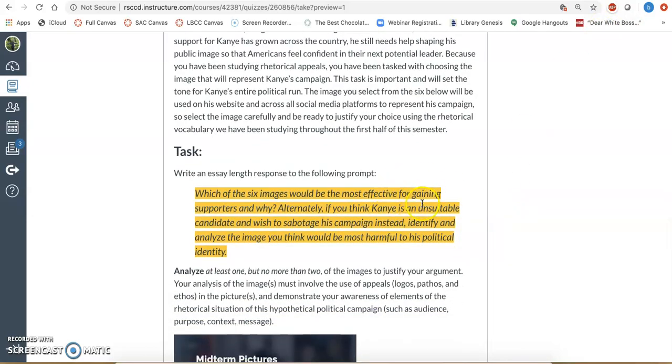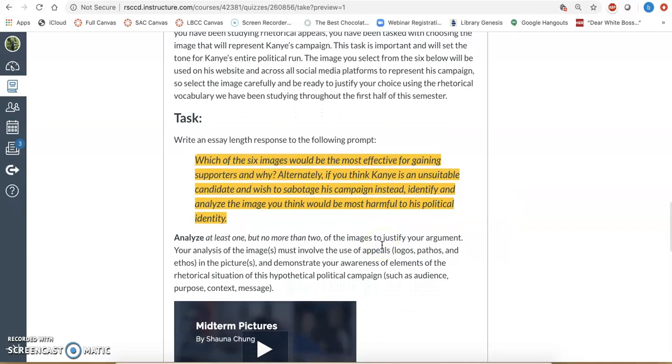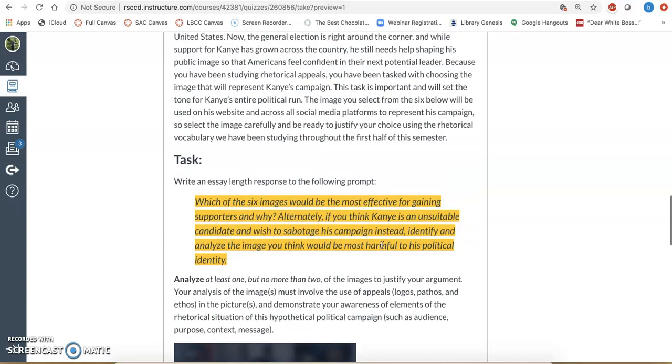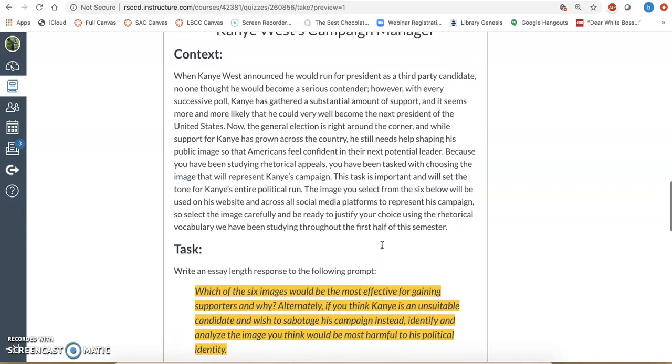So here is the prompt. Write an essay-length response to the following prompt. Which of the 6 images would be the most effective for gaining supporters and why? Alternately, if you think Kanye is an unsuitable candidate and you wish to sabotage his campaign instead, identify and analyze the image you think would be the most harmful to his political identity. So let's pause there for a second and review the task at hand.